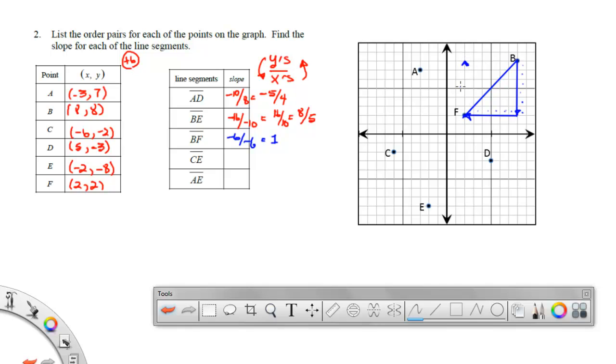Now I could count it this other way. I could count up 6. This is going up on the y-axis, so that would be a positive 6. I could count to the right on the x-axis. That would be a positive 6. You can see that it gives me the same slope. And I know it has to be positive because if I look here at the line, it goes up from left to right. So that's BF.